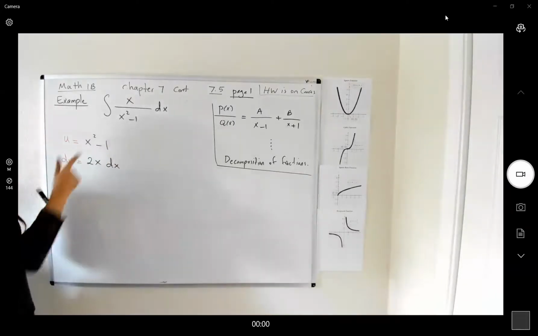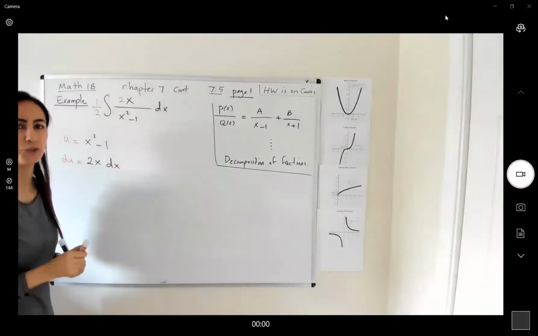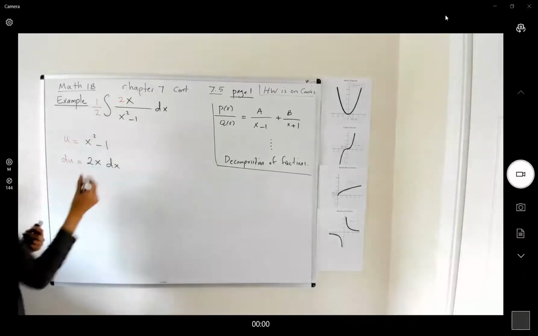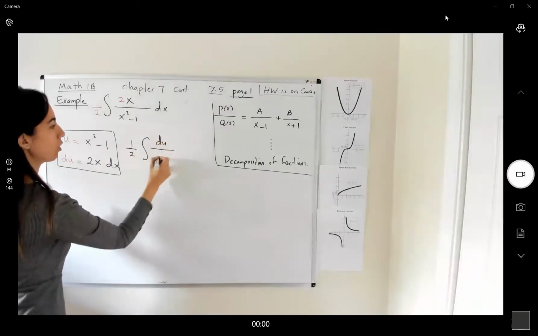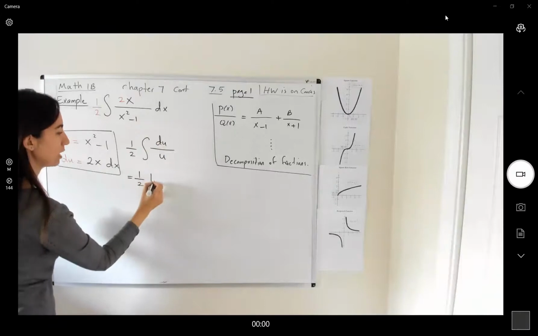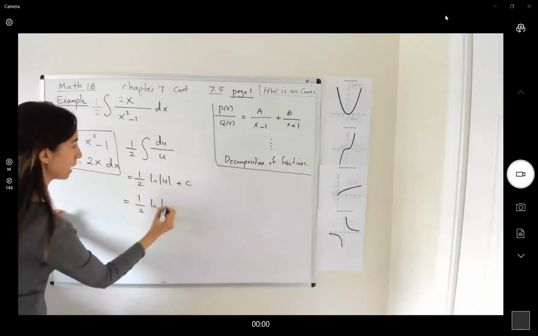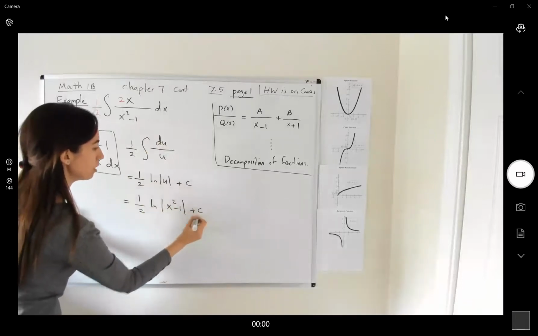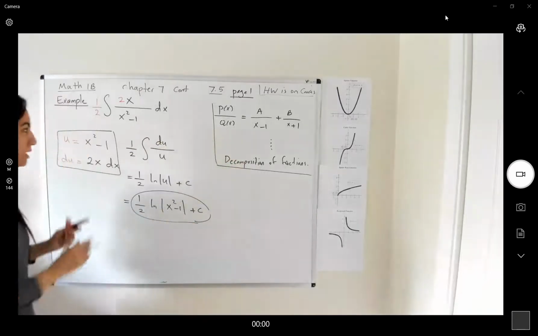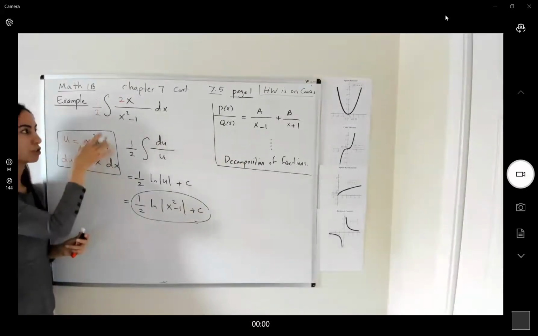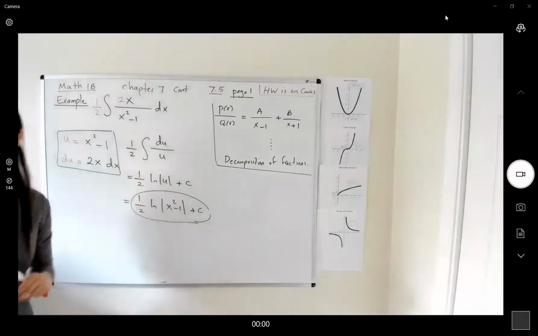So if you multiply the numerator by 2 and divide it by 2, you can actually have du divided by u, which is ln of absolute value of u. So this is a half integral du over u, which is a half ln of absolute value of u plus c, which is a half ln of absolute value of x squared minus 1 plus c. So before starting to use the decomposition of fractions, see if you have the derivative of your denominator in your numerator or not. Sometimes it's easier to just use the u sub method.